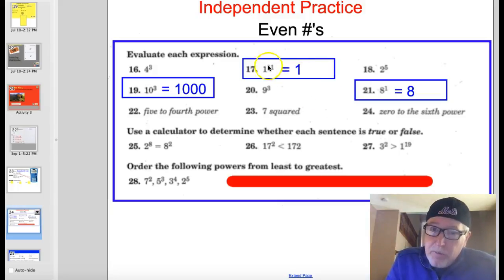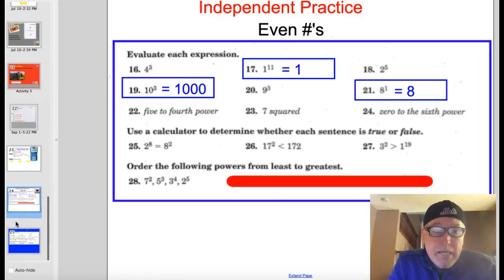If you were doing the odd problems, you'd write 17, 1 to the 11th equals 1. Because it's just 1 times 1 times 1 times 1. A lot of people think that's 11, but it's just 1 times 1 times 1 times 1. 1 to the 100th is still 1, right? Okay. This is what you would write down for 21. So this is what I expect your work steps to look like on that. These here are kind of fun. Down here, you have to determine whether for 26, if this is true, is this truly less than 17 squared? And then these ones here, you have to order them. So go ahead and do that, and then I'll pause it and let you work on that, and then I'll give you the answers.